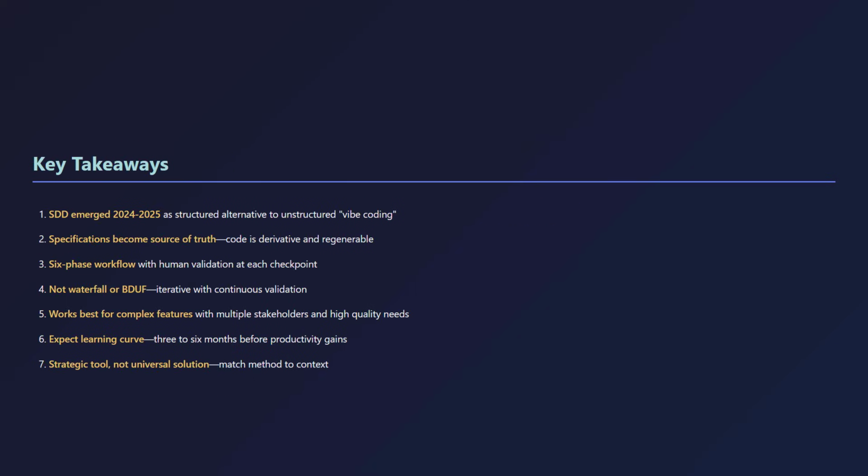Let me leave you with 7 key takeaways. 1. SDD emerged in 2024 and 2025 as a structured alternative to unstructured vibe coding for AI-assisted development. 2. Specifications become the source of truth. Code is derivative and can be regenerated from specs. 3. SDD follows a 6-phase workflow with human validation at each checkpoint. This is not autopilot.